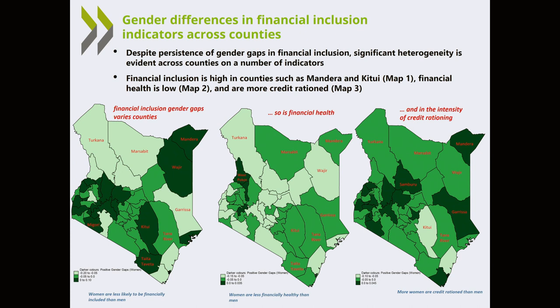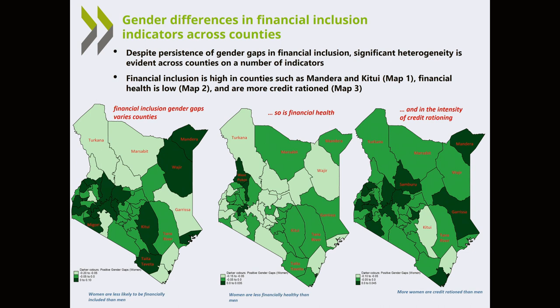His next map looks at financial health. Here again, we don't necessarily see that these higher levels of financial inclusion for women in certain counties are resulting in higher levels of financial health. Actually, there's an exception. In West Pokot, women do appear to be relatively more financially healthy than men in that county. And in fact, I do believe we have somebody from West Pokot in the room, so that's very interesting.